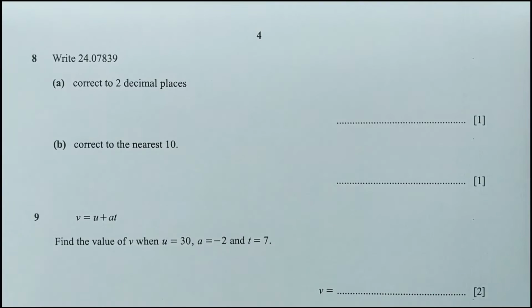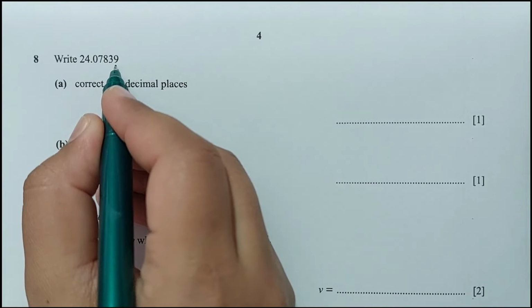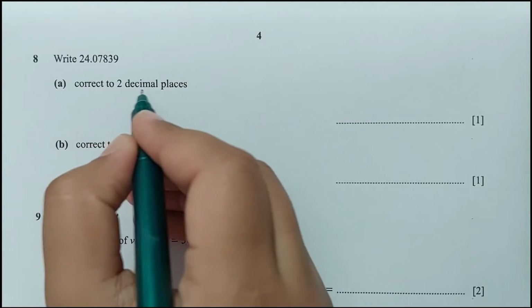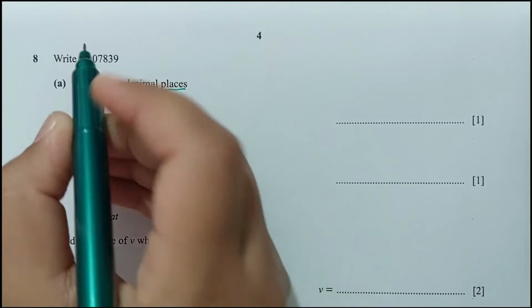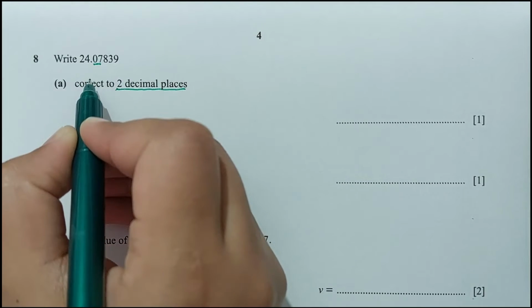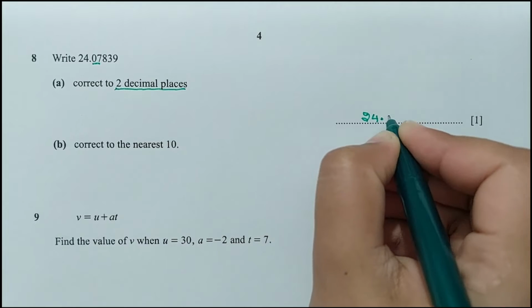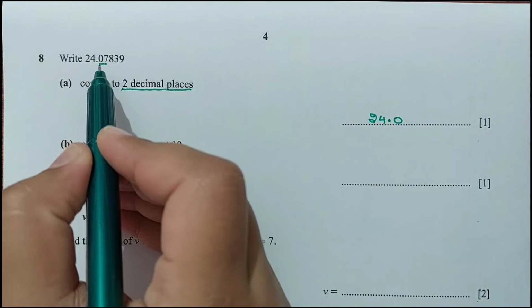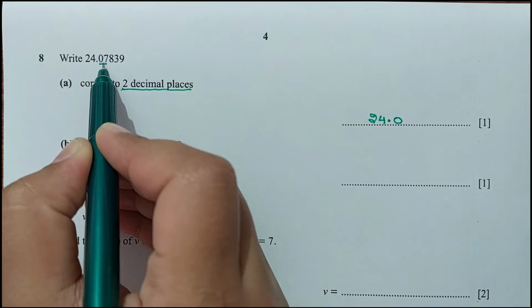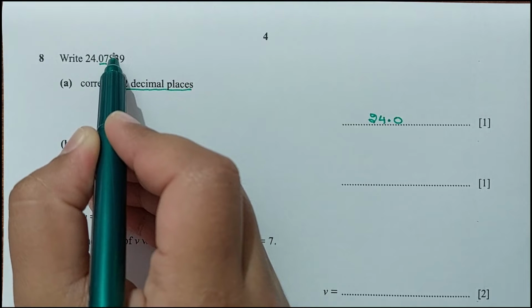Question number 8, write this number, part A, correct to 2 decimal places. So 2 decimal places are up to this point. We have 24.0, the digit is 7 and the next digit is 8. So 8 is more than 5.